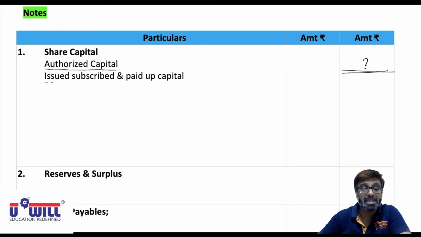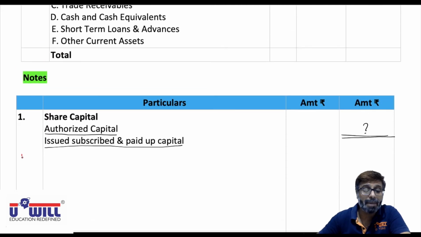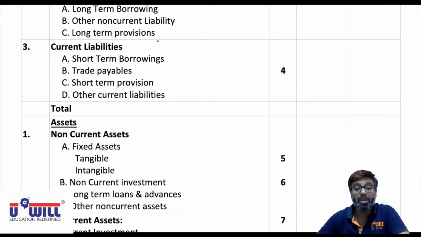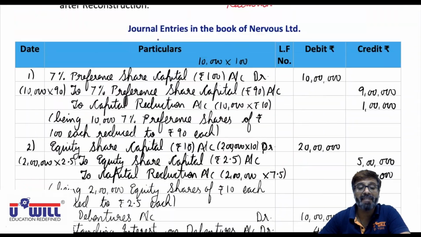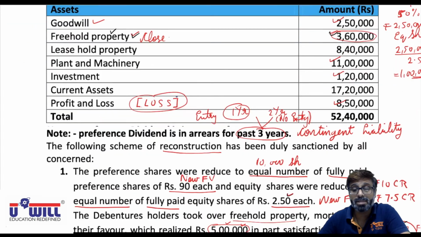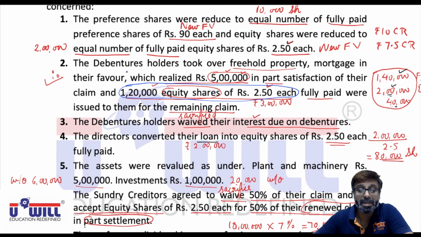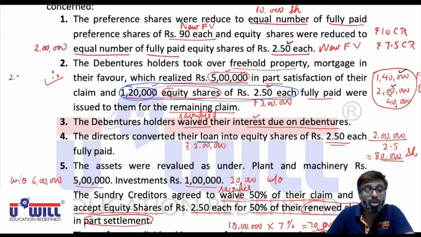Then issued, subscribed and paid up capital. Now this is important. The calculation and the disclosure of issued, subscribed and paid up capital will be important here. First of all, in the balance sheet we already have how many equity shares? 2 lakh equity shares. Now which adjustments show equity shares being issued? Second adjustment: 1,20,000 equity shares are issued to debenture holders.